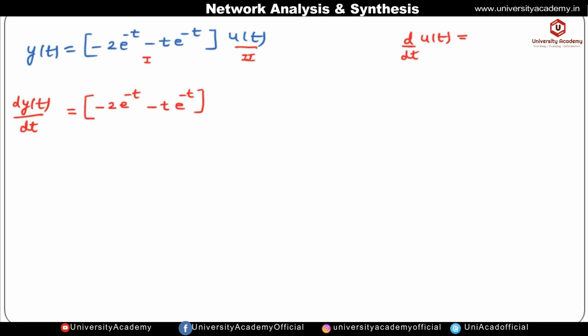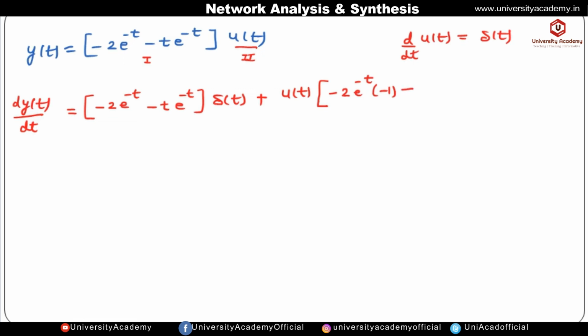So if we differentiate u of t, the unit step function, its derivative is delta of t. So it will be delta t plus the second function as it is, so the second function here is u of t, into the differentiation of the first. The first function is a combination of two terms, so the differentiation of minus 2 into e to the power minus t is minus of 2 into e to the power minus of t, and the differentiation of minus of t is minus of 1.